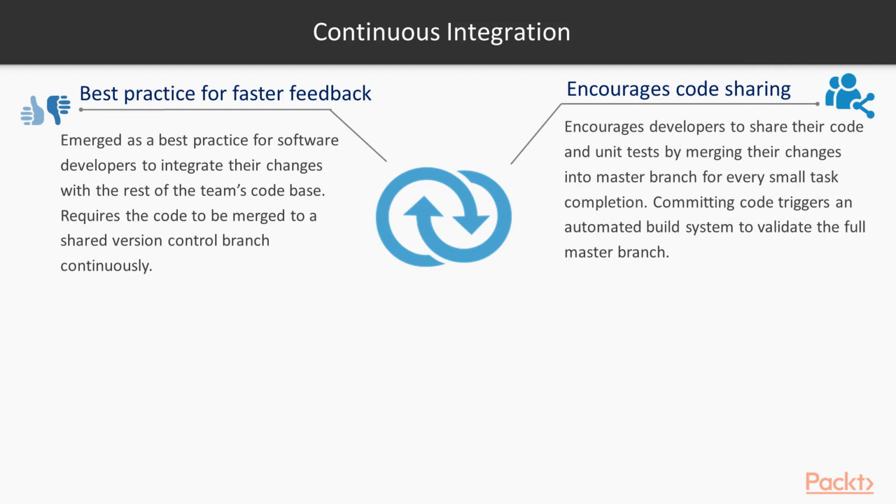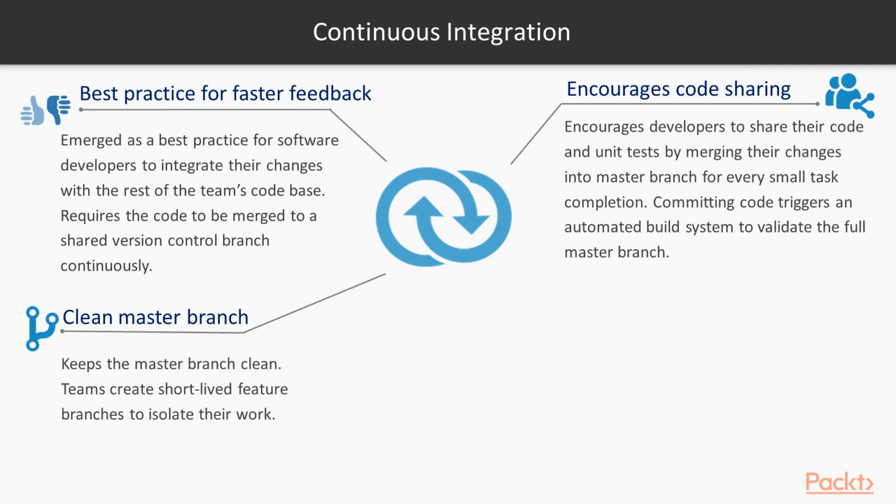Every commit to the master repository will trigger an automated build that grabs the latest code from the repository, which will build, test, and validate the full master branch. Continuous integration helps teams to keep the master branch clean. Teams can leverage modern version control systems such as Git to create short-lived branches to isolate their work. A developer submits a pull request when the feature is complete, and on approval of the pull request, the changes get merged into the master branch.